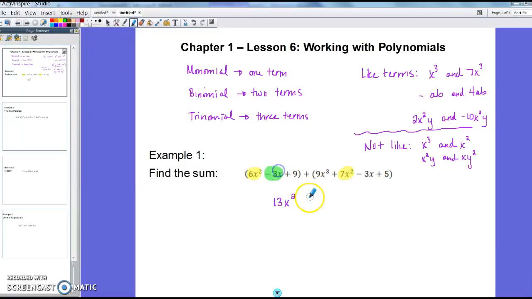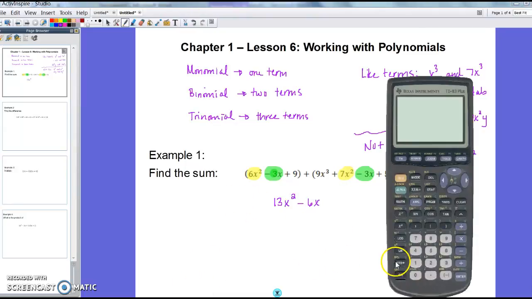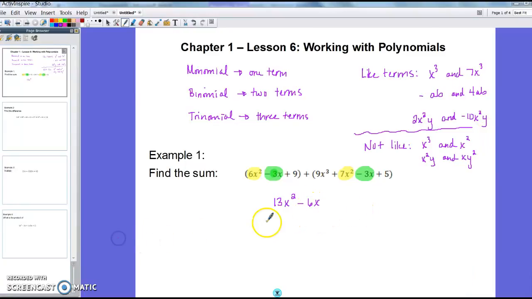We have negative 3x, and then I'm going to look for another like term, so I have another negative 3x there. And with those two, I can combine them, and I would end up with negative 3 plus negative 3, which gives me negative 6x. If you're not sure, go to your calculator, right? Negative 3 plus negative 3 gives me negative 6. Okay, so that's where that negative 6 comes from.